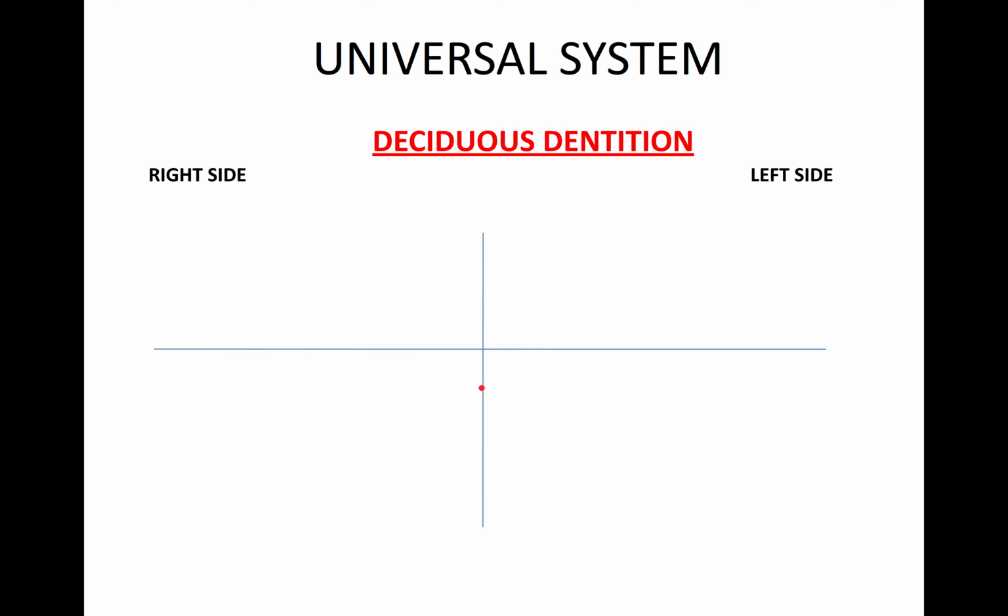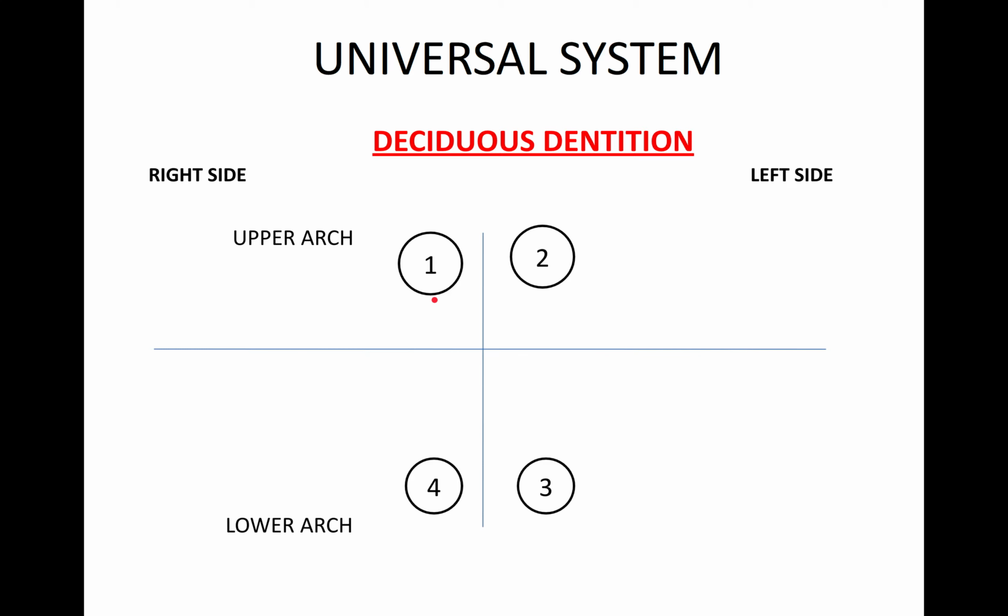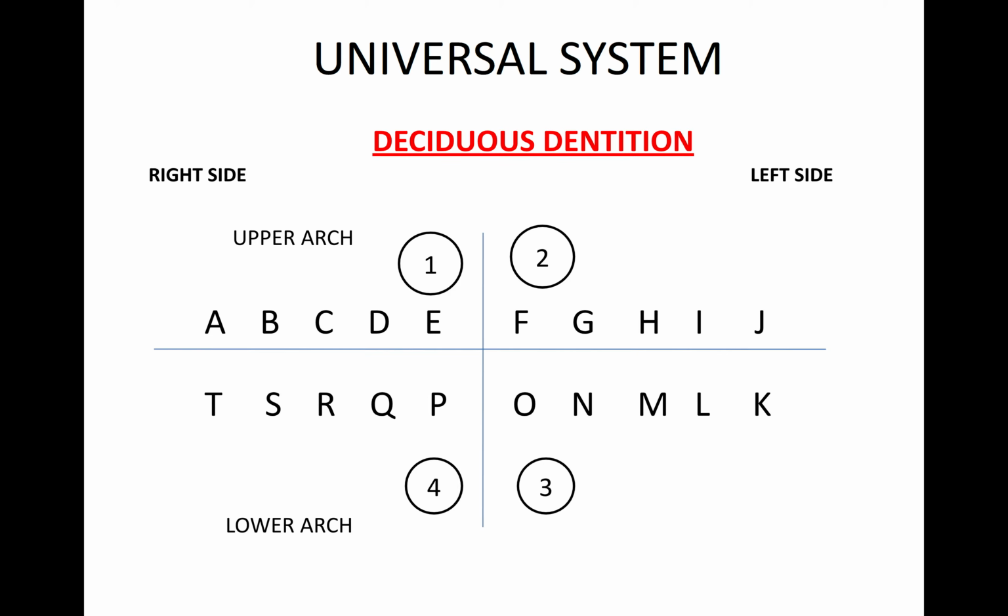Now, second is the upper arch and lower arch. This horizontal line divides it into the upper arch and lower arch. Now we name each quadrant: first quadrant, second quadrant, third quadrant, fourth quadrant. In the first quadrant we start from this side, A, B, C, D, E, and so on, and we end at T. We name from right side to left side in the upper arch, and in the lower arch, left side to right side.